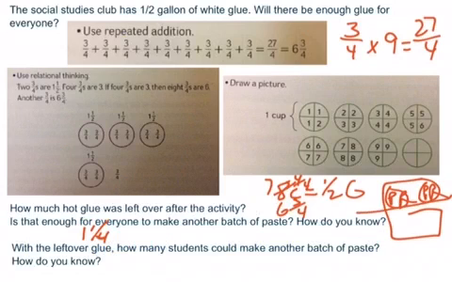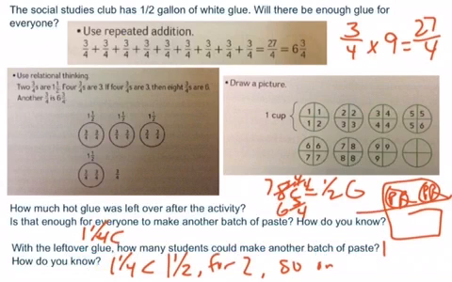And with the leftover glue, how many students could make another batch of paste? That's my next question. Well, I have 1 1/4 cups left over, and we said we needed 3/4 of a cup for each person. 3/4 plus 3/4 is 1 1/2. So I actually only have enough for 1, because 1 1/4 is less than 1 1/2, which is what it would take for 2. So only 1. I only have enough for 1 more person.